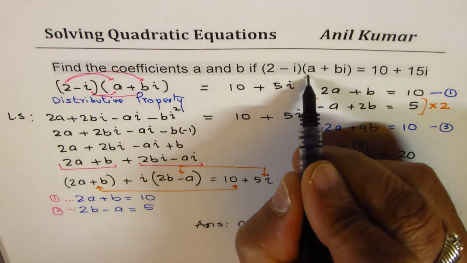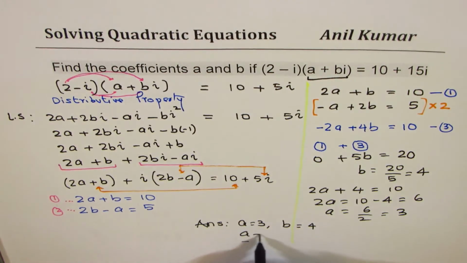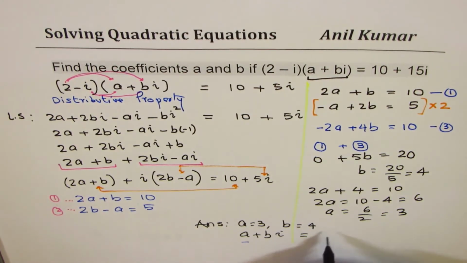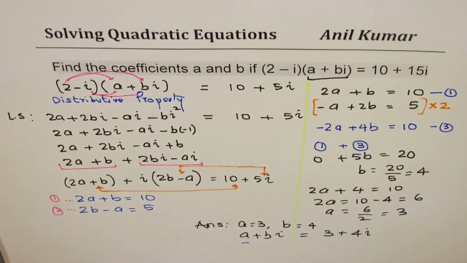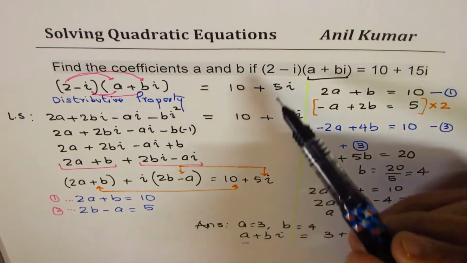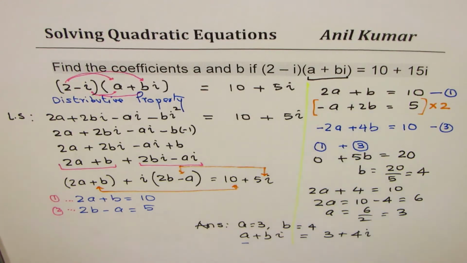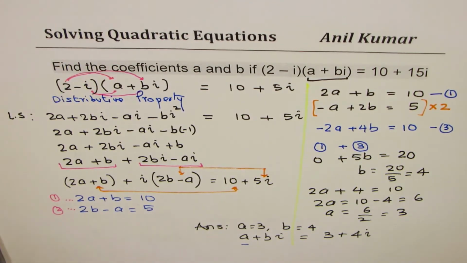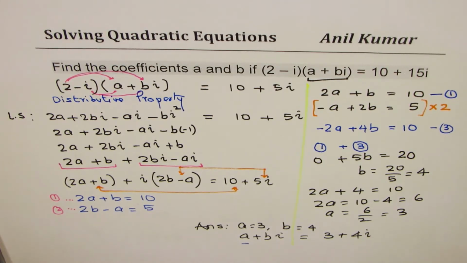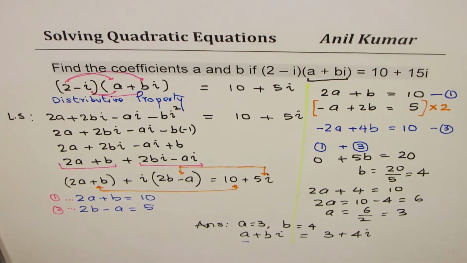Perfect. So a plus bi is actually equal to 3 plus 4i. Correct? So what you can do is use 3 plus 4i, multiply with 2 minus i, and verify if we have the right answer. I hope you're finding it interesting. Let's move on to the next question.